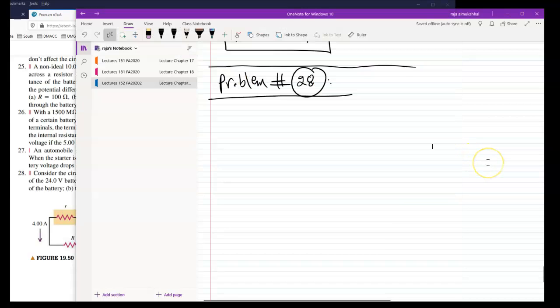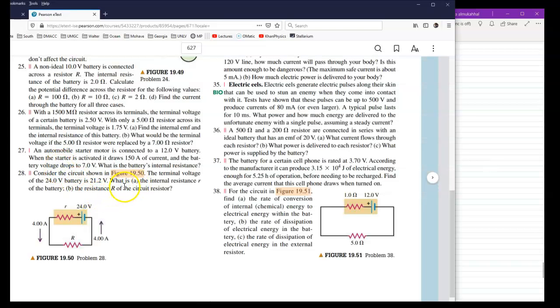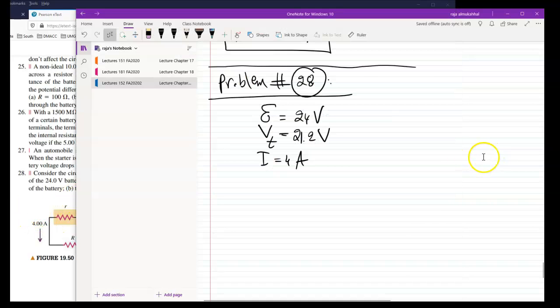So let's write this stuff down. Here we have the EMF, the cursive E, is 24 volt, and the terminal voltage V sub T, again, your book calls it VAB or something like that, is 21.2 volt. And then we have a current, just by looking at the circuit, it says 4 amp. What is the internal resistance small r of the battery, and what is R? So basically he's asking to find small r, and for part B, find capital R. Simple, I hope.